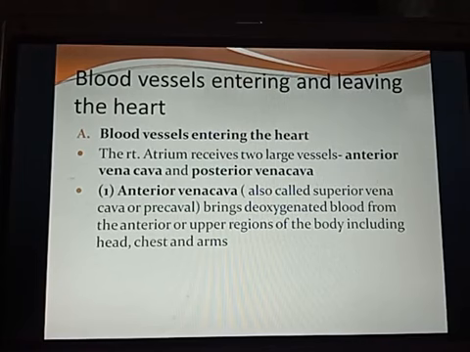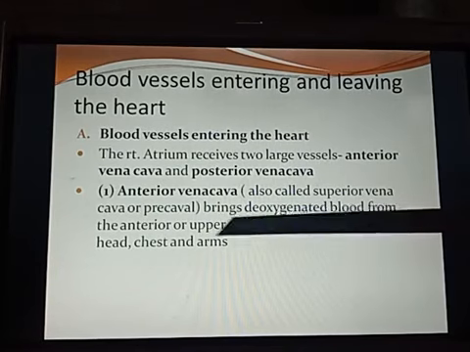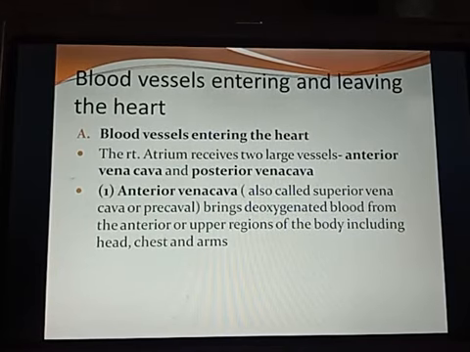Okay, so what is the function of this anterior vena cava? I have told you this anterior vena cava brings the blood from the anterior part of the body to the heart. What kind of blood will it bring? It brings deoxygenated blood, the blood in which the carbon dioxide content is high. It will bring deoxygenated blood from the anterior or upper region of the body, that will include the head, chest and arm.